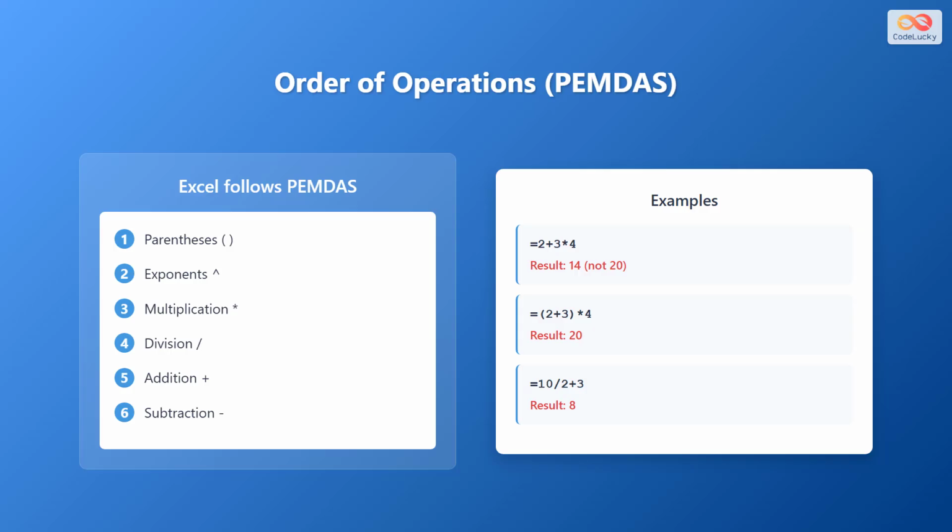For example, in the formula =2+3*4, Excel first multiplies 3 by 4, resulting in 12, then adds 2, giving a final result of 14. However, if you use parentheses like =(2+3)*4, Excel first adds 2 and 3, resulting in 5, then multiplies by 4, giving a final result of 20. Another example, =10/2+3. Excel first divides 10 by 2, resulting in 5, and then adds 3, giving a final result of 8.